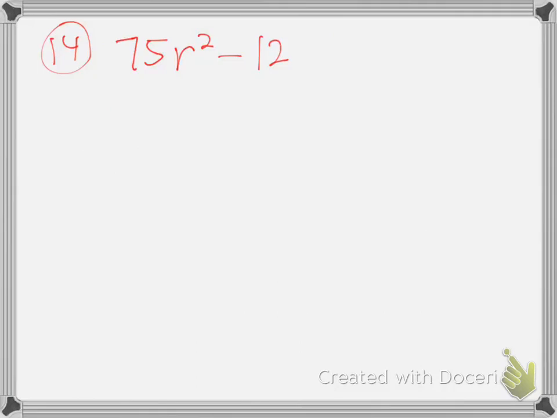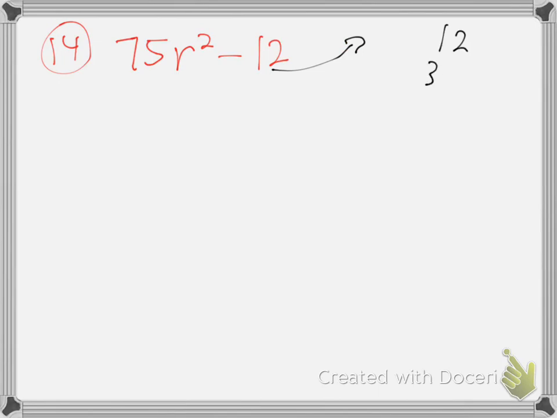Okay, let's try that one. 75R squared minus 12. All right, so first step in every factoring problem, GCF. Now, if you're looking at that, you go, well, I don't know 75. That's okay. Start with a smaller number. Start with the 12, because it's got to go into both, and the 12 is easier to work with. If you're trying to find what's in common, start with the smaller. Take the 12 and ask, what goes into 12?